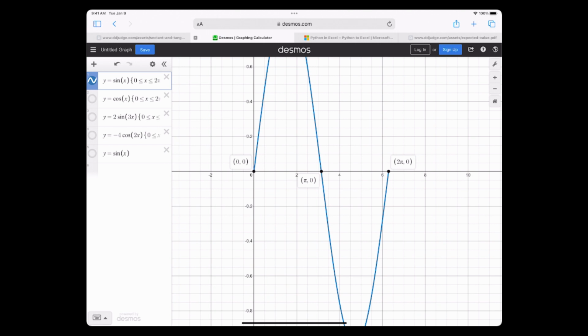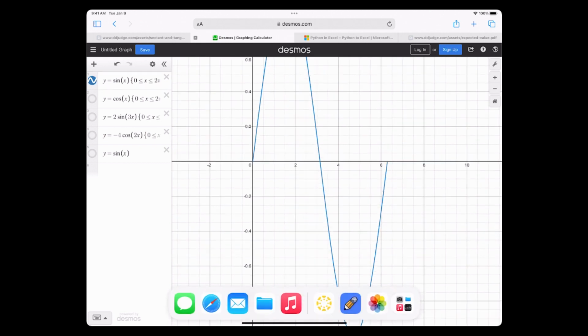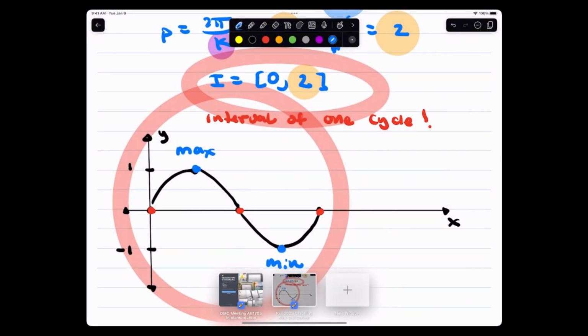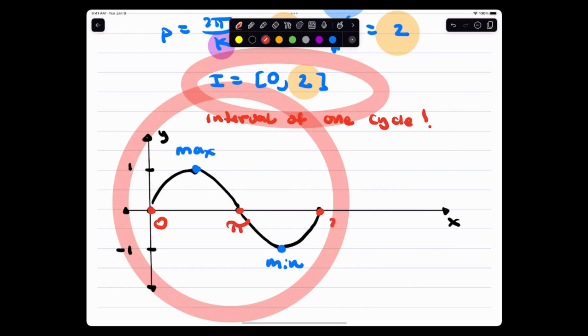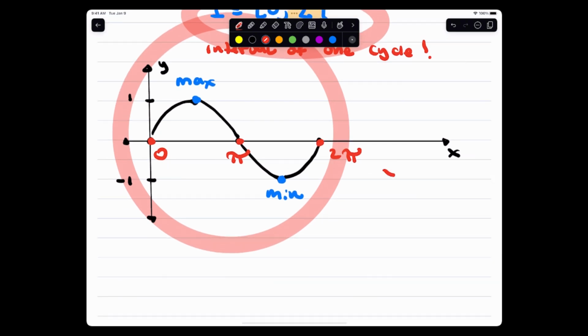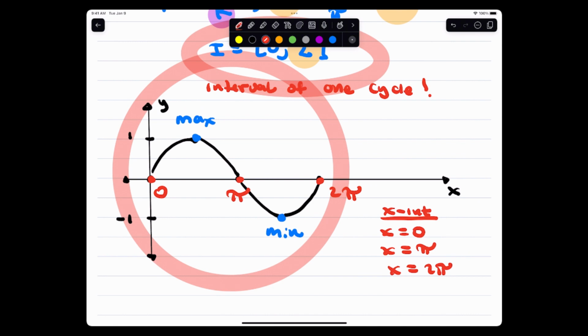Zero, pi, and 2 pi. So if you said, okay, over here, I want to label this 0, pi, and what? 2 pi. Those are my x-intercept values. So you may want to summarize it, because I do. You're going to say x equals 0, x equals pi, and x equals 2 pi. Those are your x what? Intercepts.